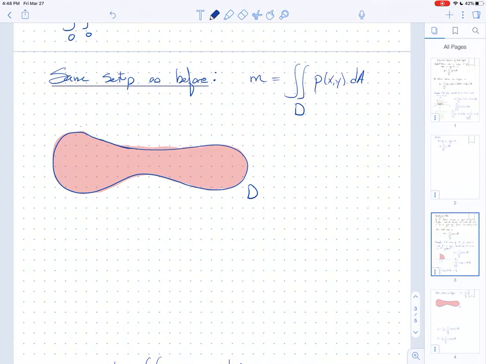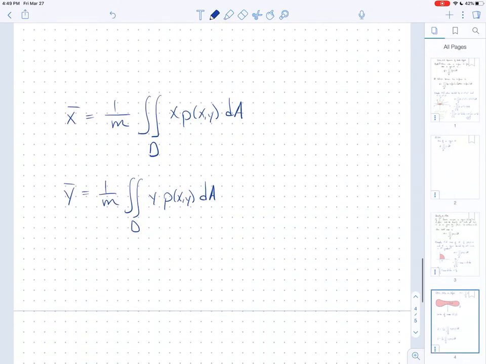So let's imagine that the center is right here and that we've got this thing balancing, and we'll call this x bar, y bar. That's what we're saying the center of mass is. If I have this lamina, I know its density function, I can compute its mass, but I really want to be able to balance it on a needle. How do you find x bar, y bar? Well, here are the formulas.